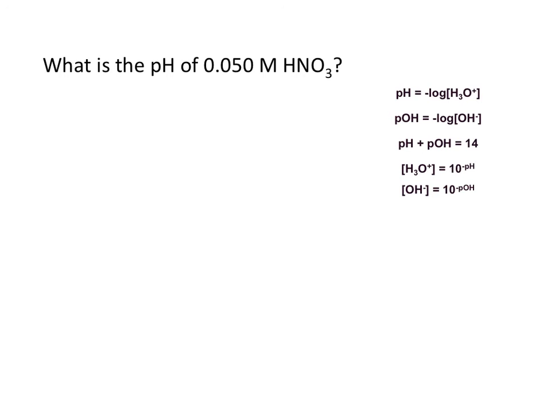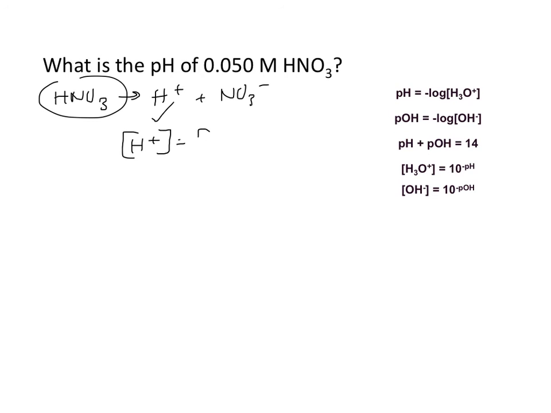Okay, so what is the pH of a 0.05 molar HNO3 solution? Once again, HNO3 is a strong acid. You're going to have H+ and NO3-. So we know the concentration of HNO3, so we subsequently know the concentration of H+. So the H+ concentration, or remember H3O+, same thing, is equal to 0.050.